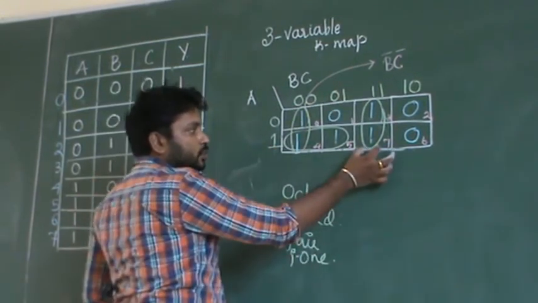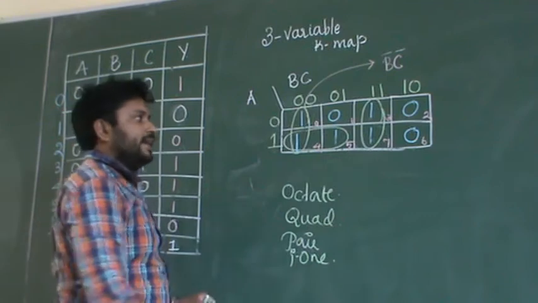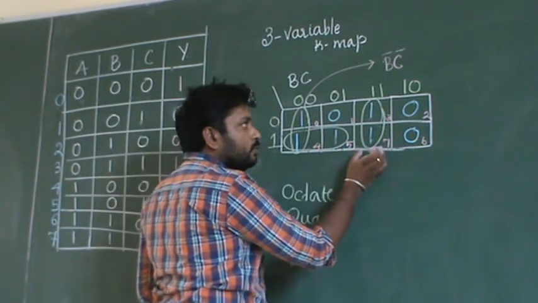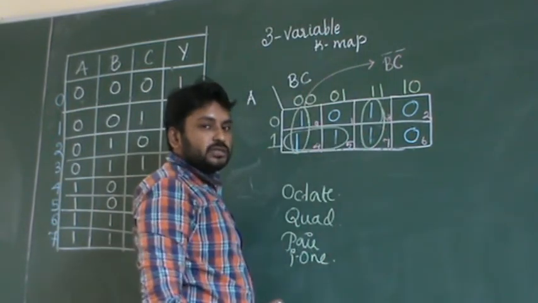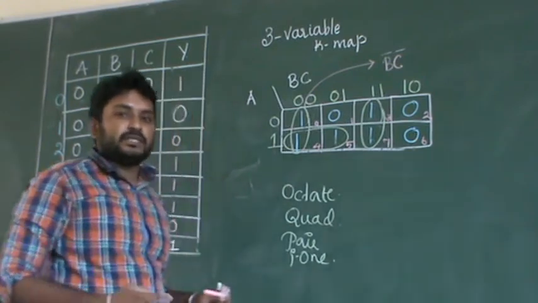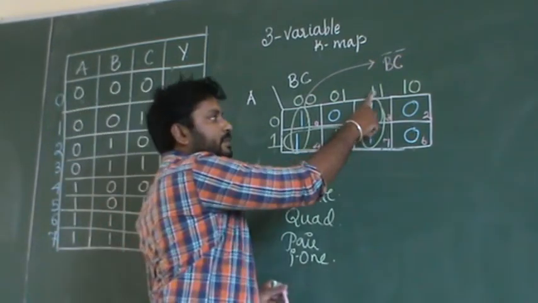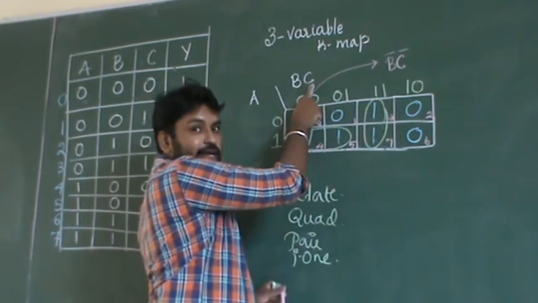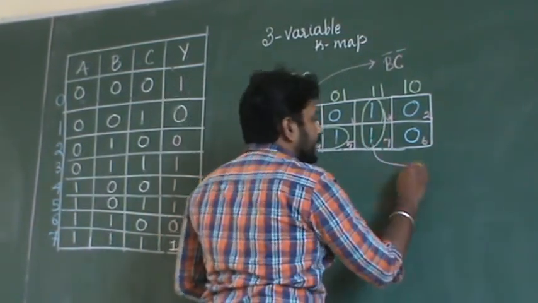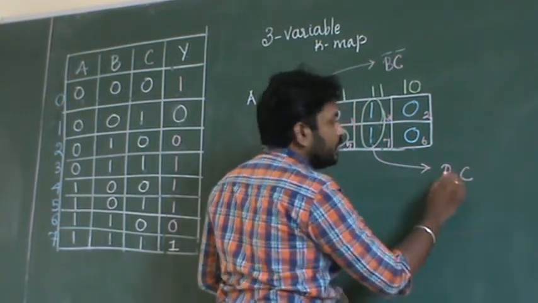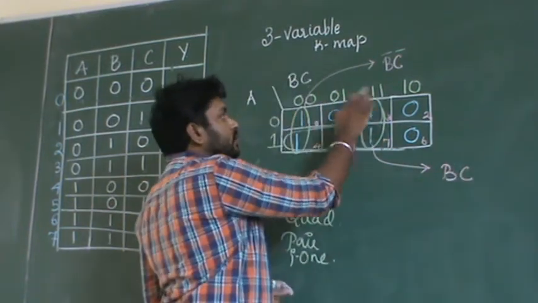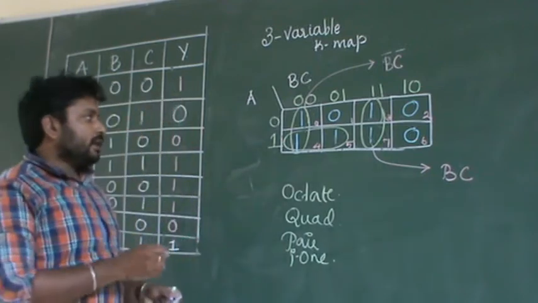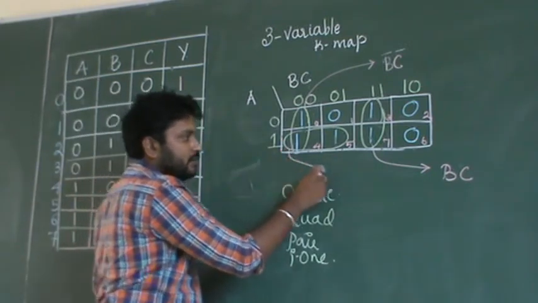Next, come to this group, this pair. Again I will grow this group vertically. Which bits are mapped? It maps 1 and 1, and that 1 and 1 is nothing but BC. So I write it as BC, not B bar C bar, because it is 1 1, not 0 0.